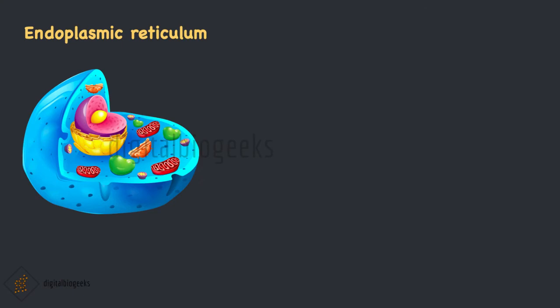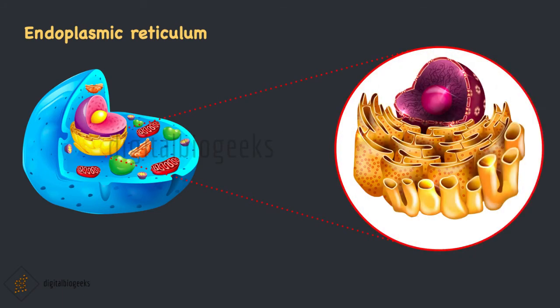Let's learn about one of the cell organelles, the endoplasmic reticulum. You can see this endoplasmic reticulum near the nucleus. This is the nucleus and this is the endoplasmic reticulum. It looks like long tubules. These are the long tubules. And the membrane of the endoplasmic reticulum is similar to the plasma membrane.